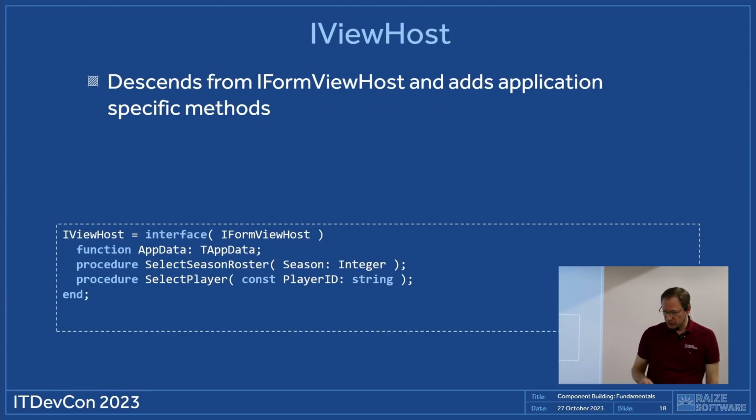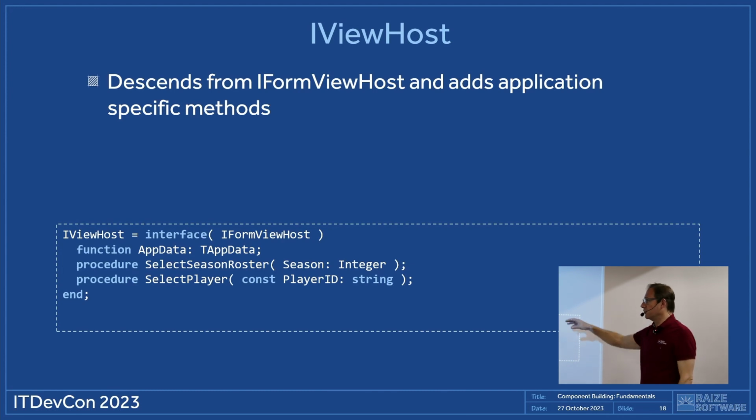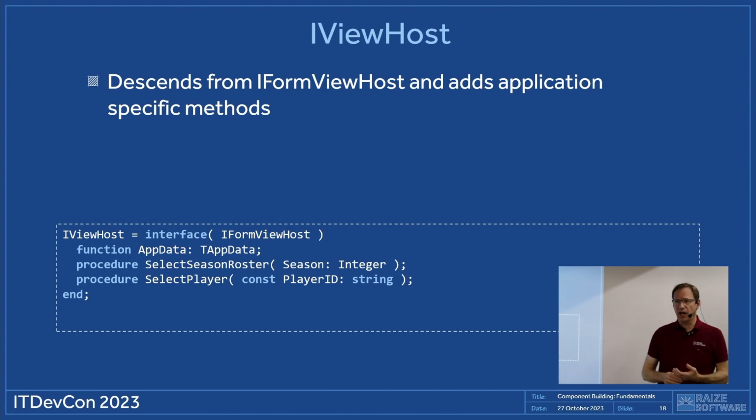The iView host descends from the iForm view host. Remember, I say remember, but it was 4 slides ago, and I've forgotten whatever it was. The iForm view host is the shared one that defines what a host is minimally supposed to support. But our application is going to add some additional things that our host needs to provide.